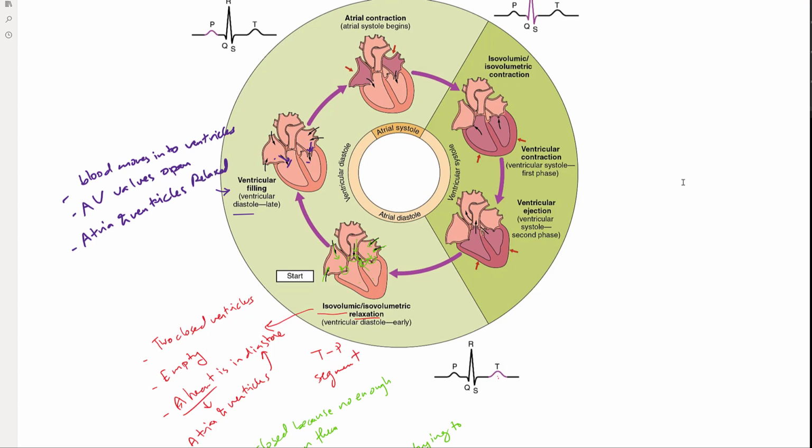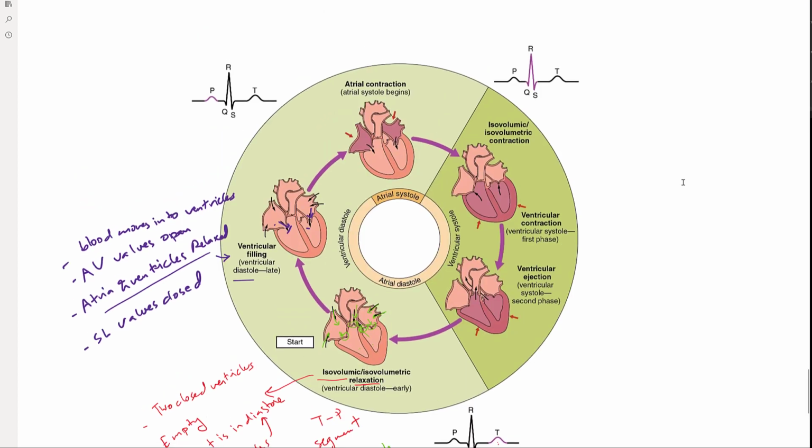Okay, sometimes they will say ventricular filling A, and then there is ventricular filling B. But here it's just the ventricular filling. Now the semilunar valves are closed for the same reason, and still both atria and ventricles are relaxed. Then we will have the atrial contraction. This is a sub-step. Sometimes we call it a sub-step of the ventricular filling.